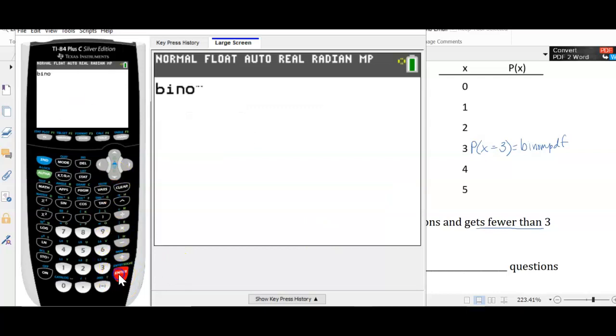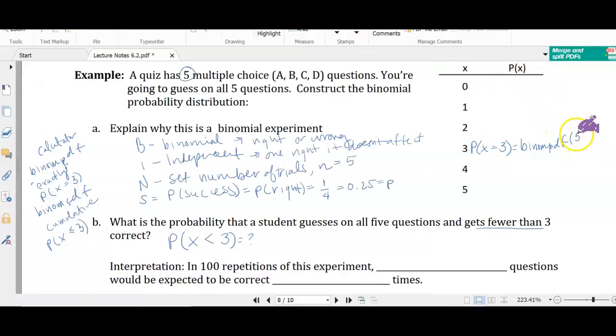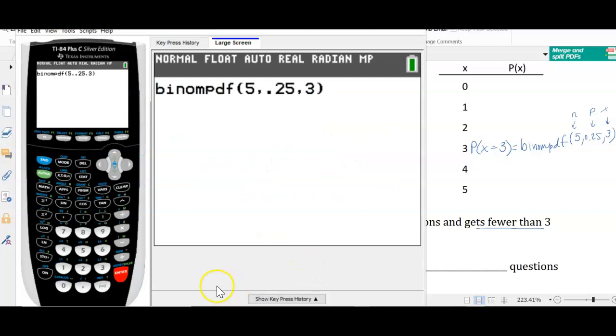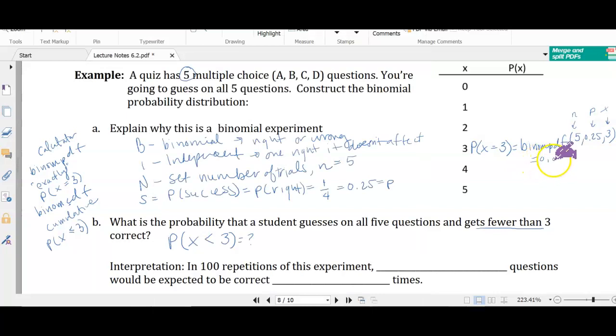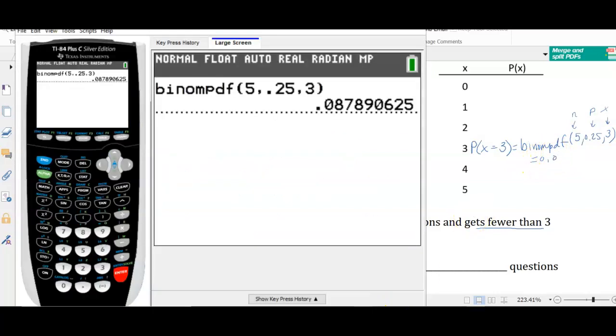Then we paste. If you have a TI-83 where it doesn't have the prompts, this one is your set number of trials, this one is your probability of success, and this one is how many you got right. Okay, so if you go through and you push enter on this, you will get 0.0879.